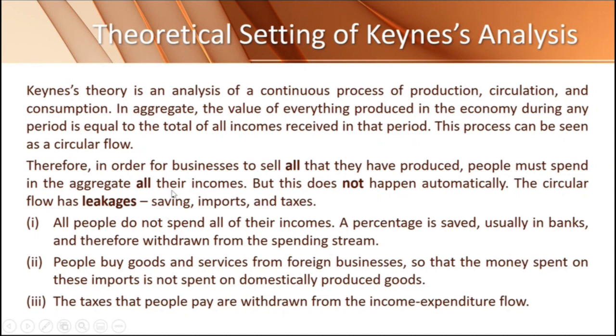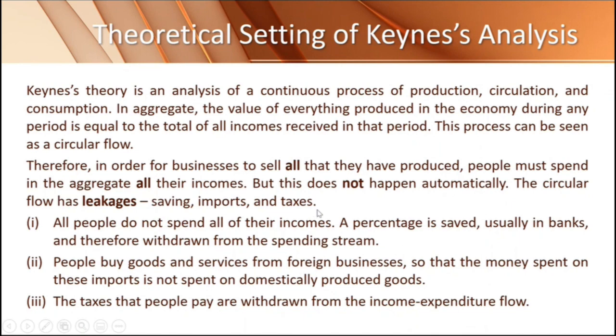We just start on this hypothesis that not all income is spent, because of saving and because of import. People do not spend domestically to buy domestically produced output. People buy goods and services from foreign businesses also. So the percentage of your income is not spent on domestic products, but is spent on import and not on domestically produced goods. So that is a leakage again. The taxes that people pay are withdrawn from the income expenditure flow. Your disposable income is your gross income minus the tax. Just as you have studied, YD is Y minus T. So the tax is a leakage.